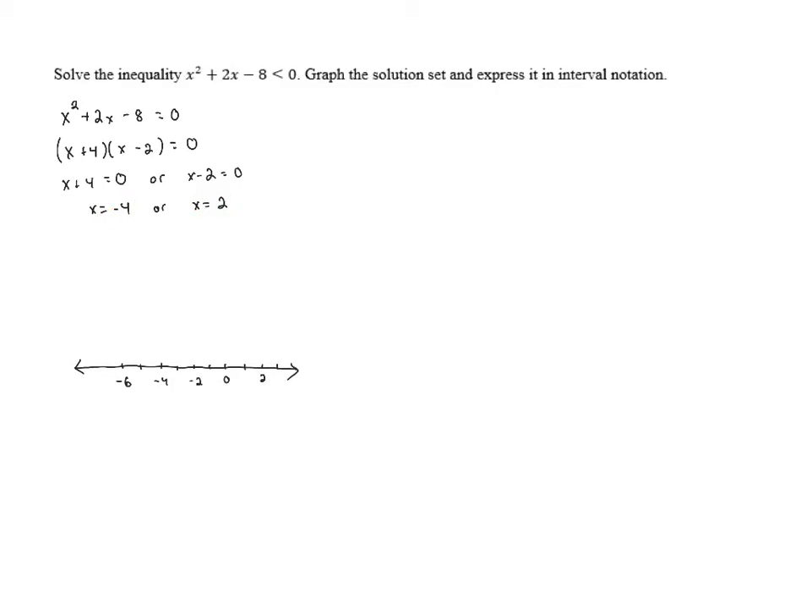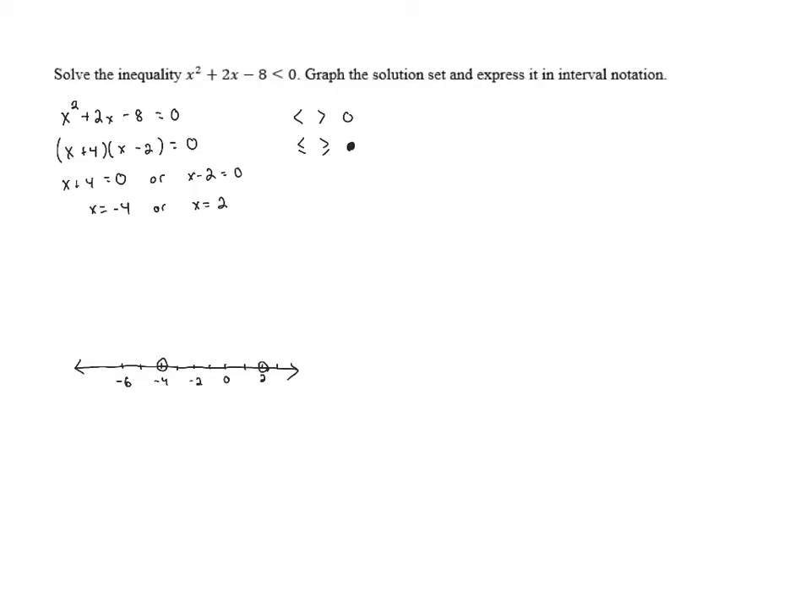But remember, the rule said that if we have less than or greater than, we use an open circle. And then if it's allowed to be equal to, we use a closed circle. In this case, the inequality is strictly less than. That means that we're going to have to use an open circle. So at -4 and at +2, we're going to plot open circles.